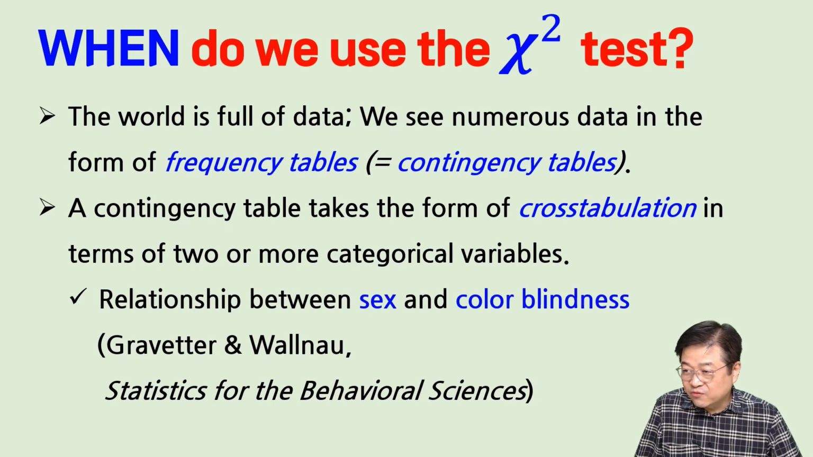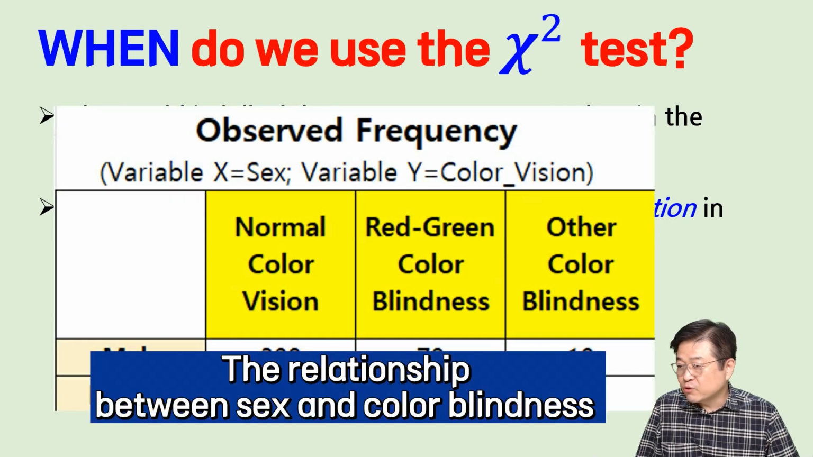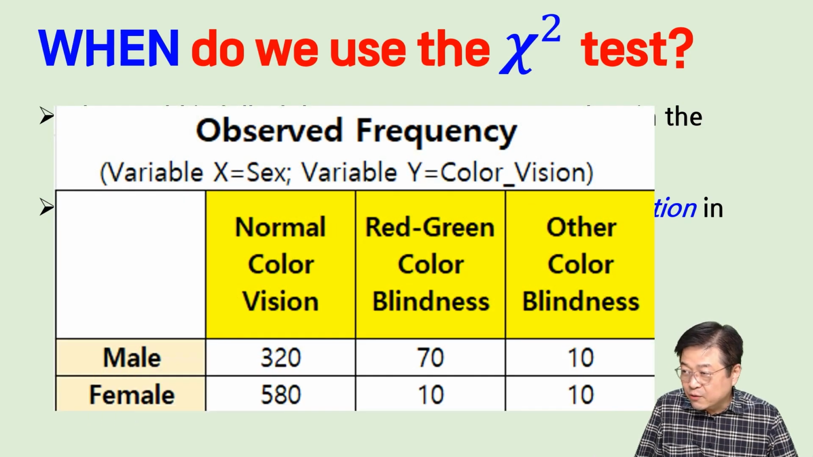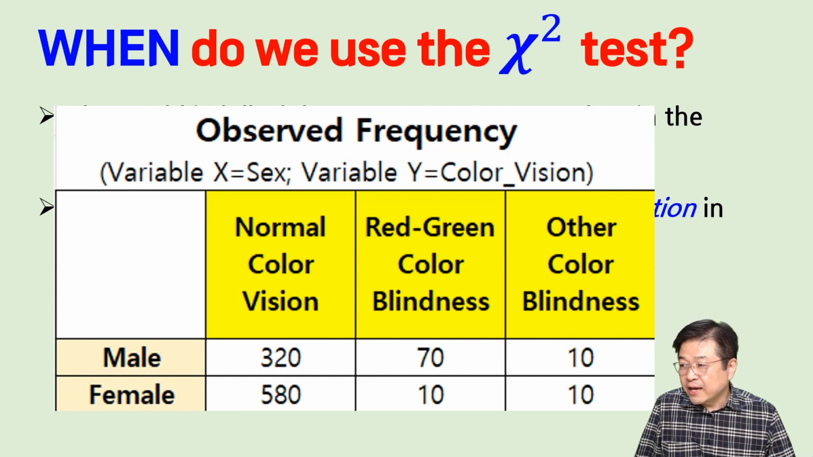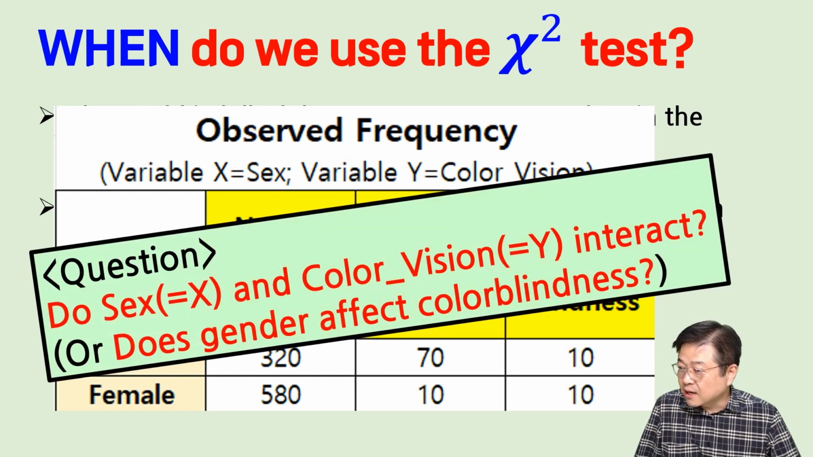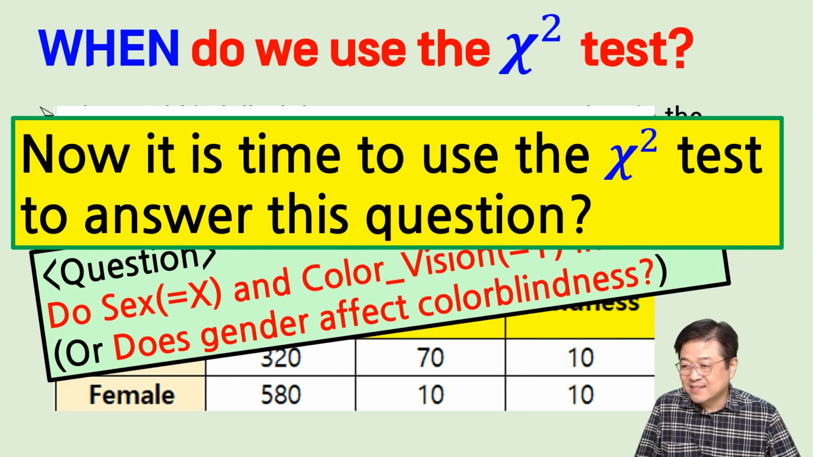Let me give you a classical example from Gravetter and Wallnau's famous statistics textbook, where we find the relationship between sex and color blindness. This is a frequency table observed from 1000 cases, and these cases are cross-classified by two categorical variables, variable X, which is sex, and variable Y, which is color vision. As you can guess from the table, researchers have hypothesized that color blindness tends to occur differently between males and females. Then we have this question: do sex and color vision interact? Or does gender affect color blindness? To answer this question, we use the chi-square test.